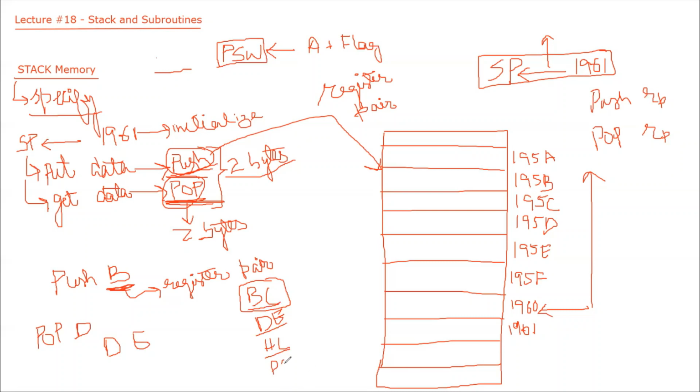So how many register pairs are possible? There are 4 register pairs possible. So for a push instruction, how many versions will be possible? 4 versions. Push B, push D, push H, and push PSW. Likewise for pop, pop B, pop D, pop H, and pop PSW. Now let's see what is push instruction doing and what is pop instruction doing.